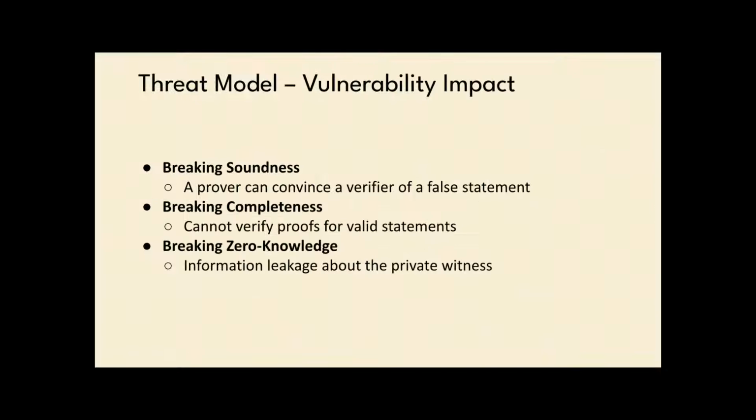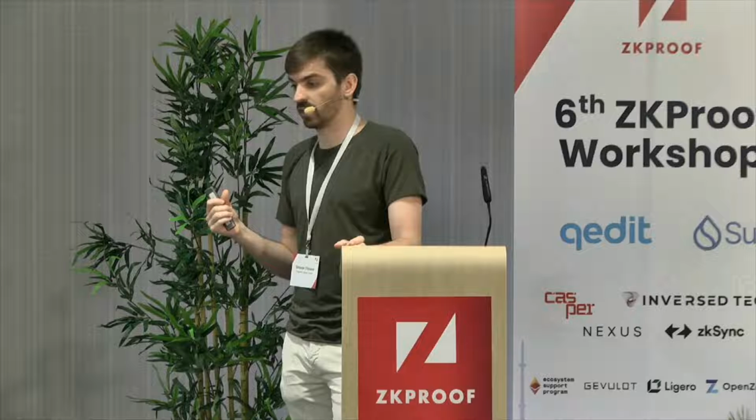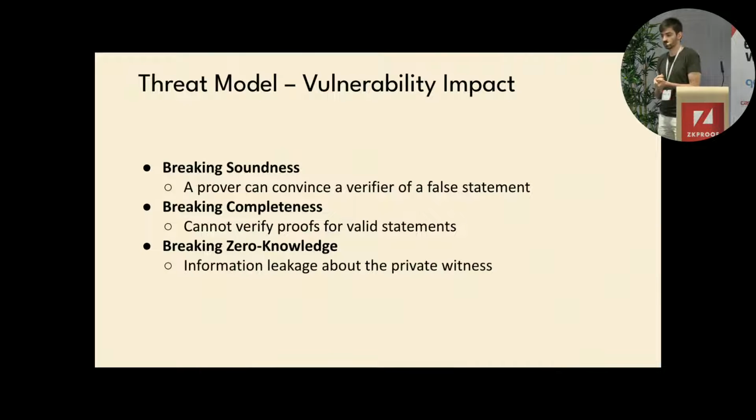So what is the impact of ZK vulnerabilities? First, we have the most severe, which is breaking soundness, which means a prover can convince a verifier of a false statement. Then we have breaking completeness, which means that we either cannot verify or even produce a proof for a valid statement. And finally, we have breaking zero knowledge, which basically means that we have some information leakage.